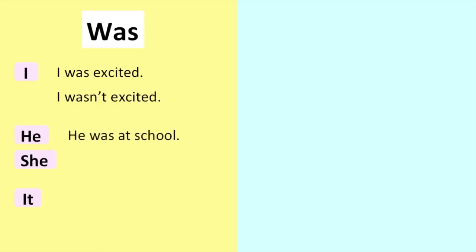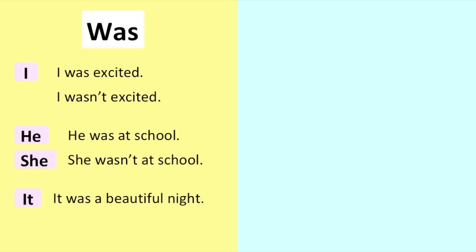He was at school. She wasn't at school. It was a beautiful night. It wasn't a beautiful night. When asking a question, we put the verb first, followed by the subject. For example, was she okay?